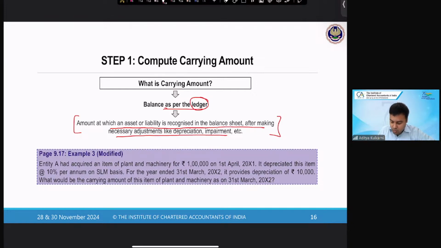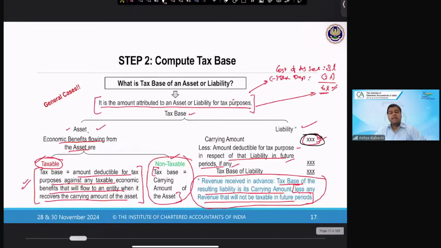The amount at which an asset or liability is recognized in the balance sheet after making necessary adjustments like depreciation, impairment, etc. That means this is your Ind AS value as per financial statements. That's it. You don't have to look at anything else. Are we okay with this? Okay, sir. Yes. Next. Tax base of an asset or a liability.